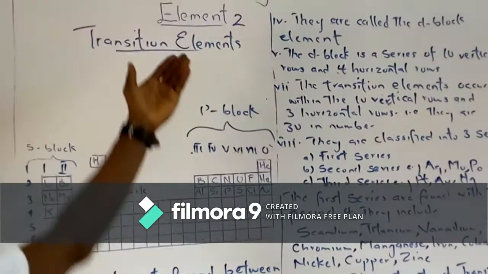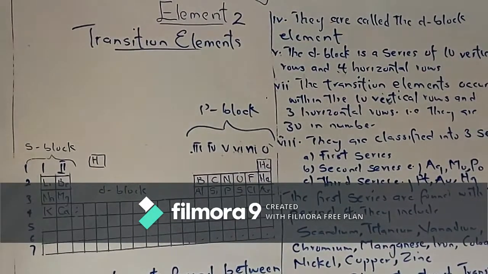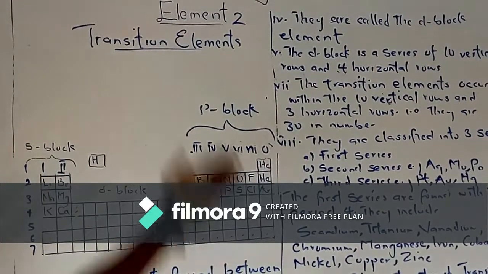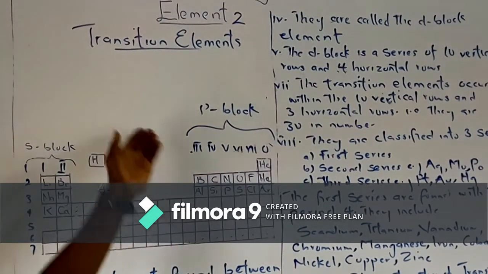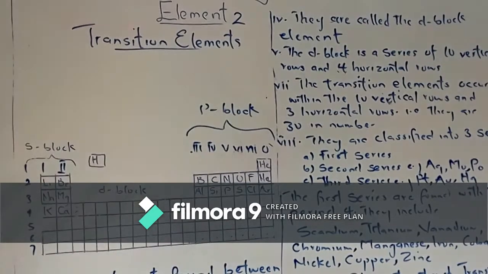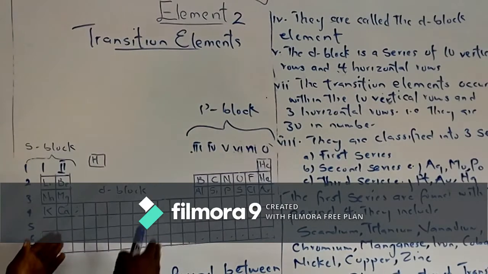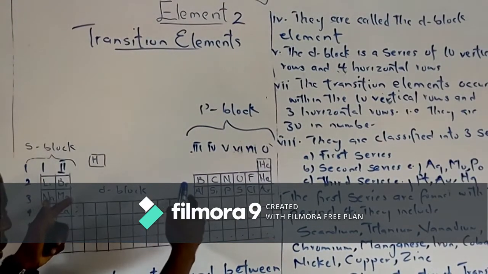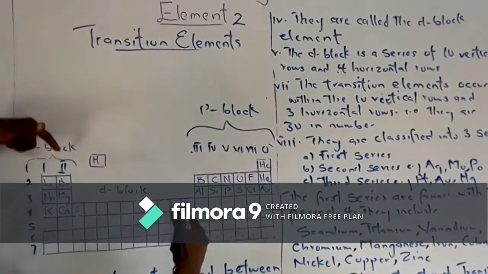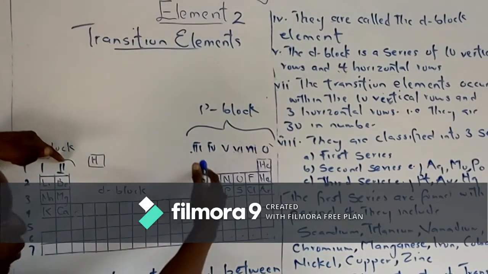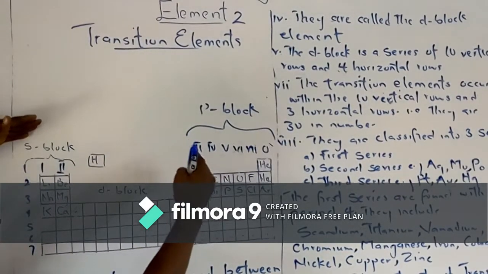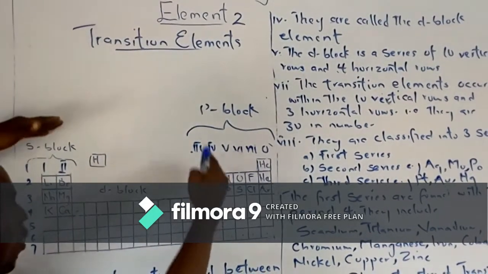This is chemistry 2, element 2. We want to continue where we stopped in the last element. But here, element 2, we are looking at the D block element, transition element. Don't forget that the transition elements are found within the D block, and the D block is between group 2A and group 3A. That is, it's between the S block and the P block.